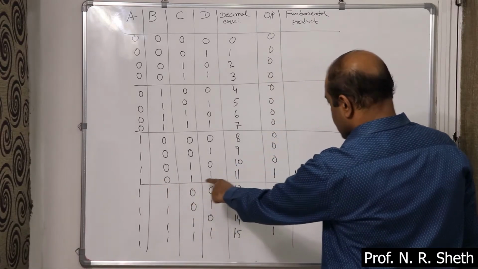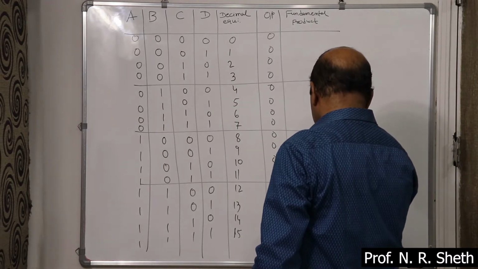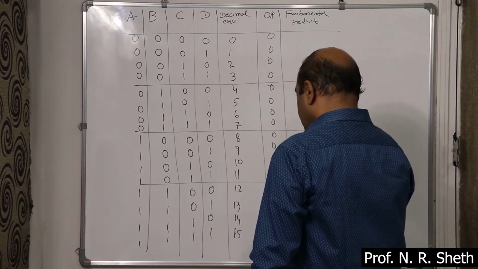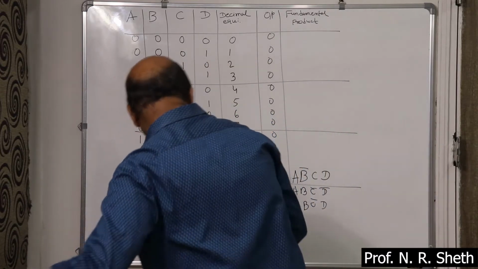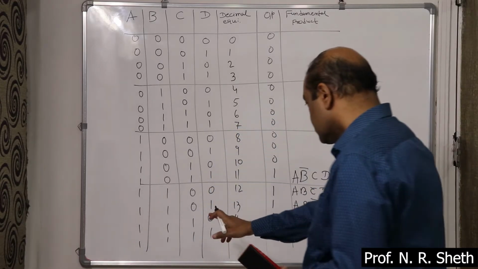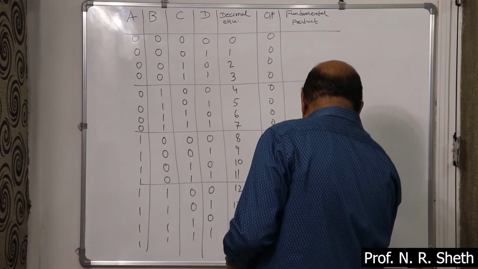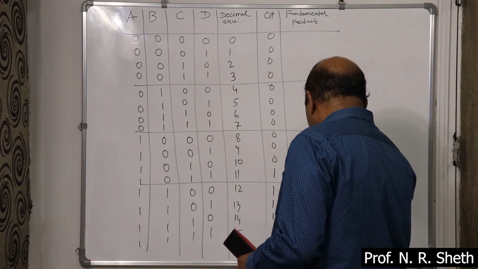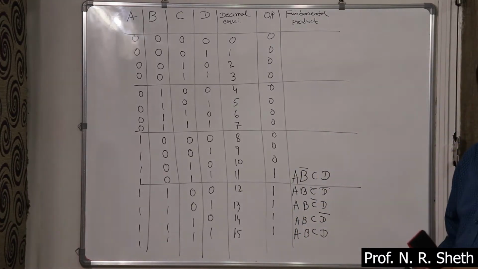A, B bar, C, D. A, B, C bar, D bar. A, B, C bar, D. A, B, C, D bar. And the last entry A, B, C, D. These are the five entries.